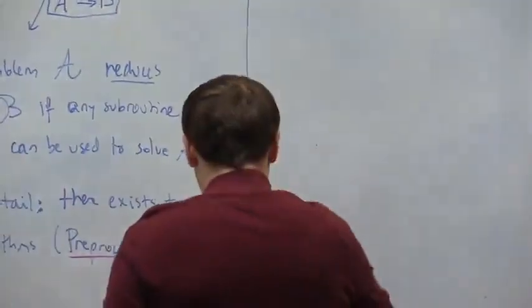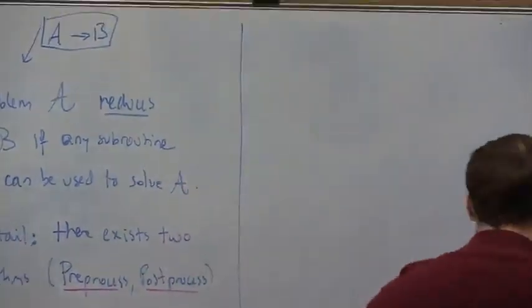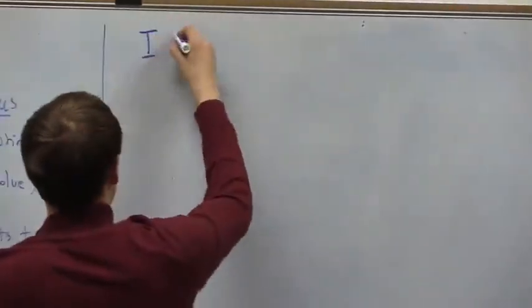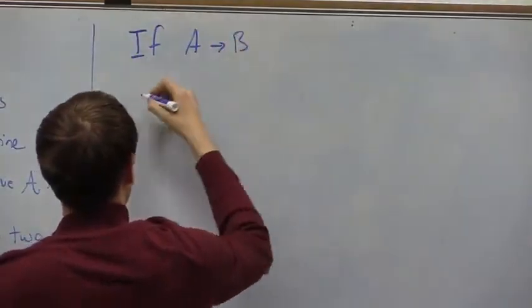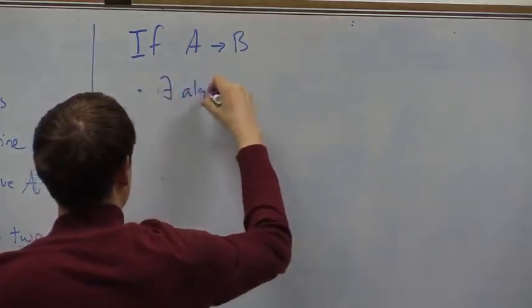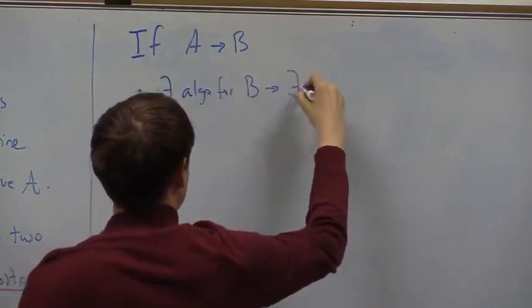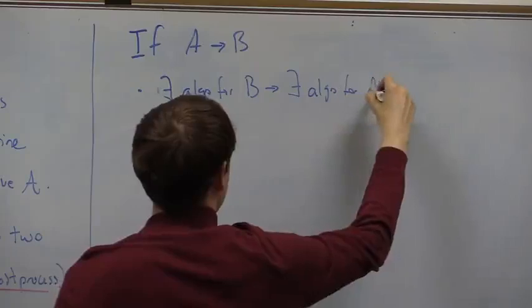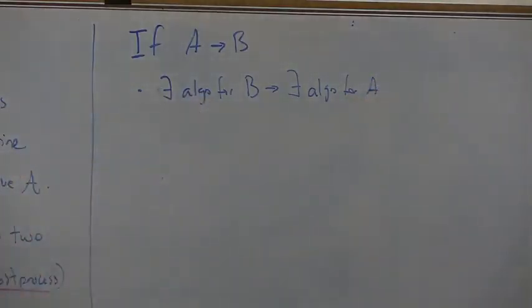I'm going to say this again: if A reduces to B, then we learn that if there exists an algorithm for B, then we have an algorithm for A. That's exactly what this picture says. It says, look, you give me an algorithm for B, and I, the reduction, know how to pre-process and post-process so that this entire thing is an algorithm for A.